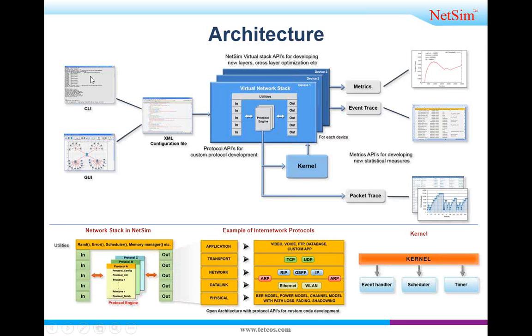Here we can see we can start with the CLI mode or GUI mode. It will direct you to the XML configuration file, and after passing through the virtual network stack, it will give you the metrics file, event trace, and packet trace. So this is the architecture of how it works.